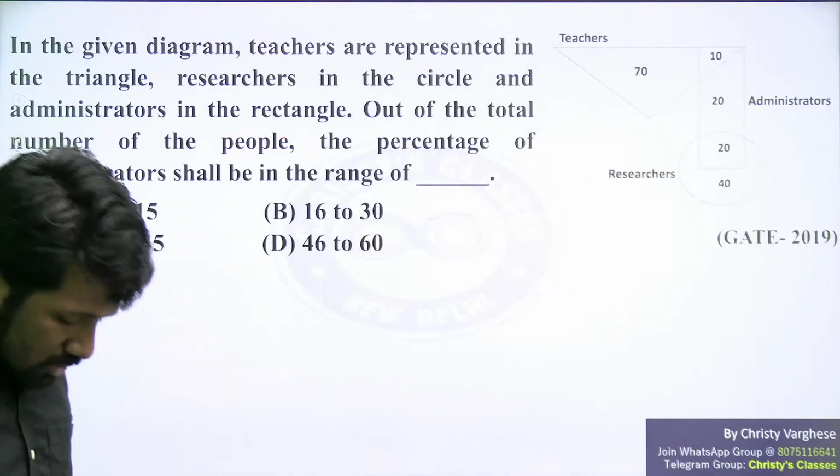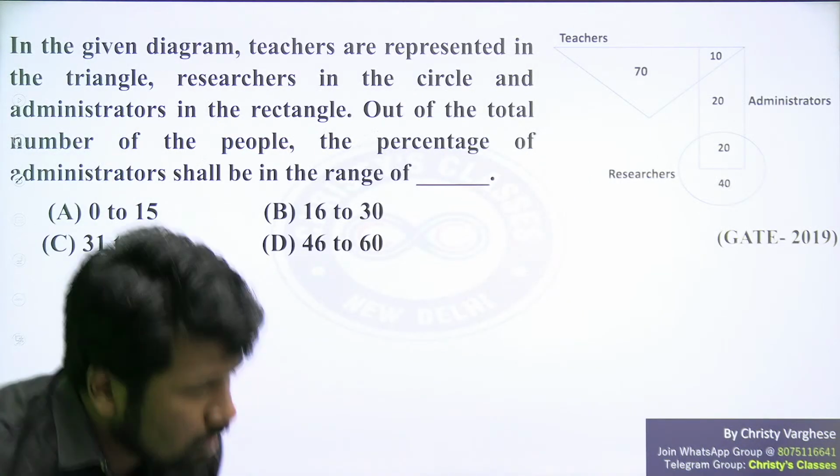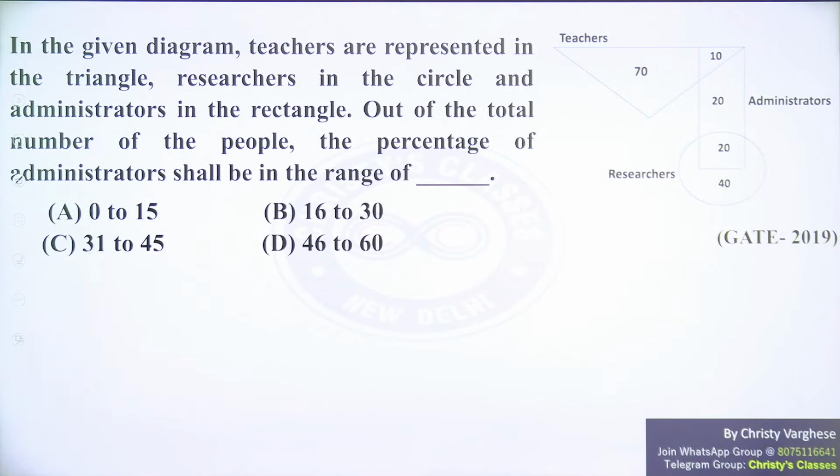Then let's go to the next question. Yeah, this is kind of a Venn diagram. Make a try. GATE 2019 problem. Make a try, all of you.